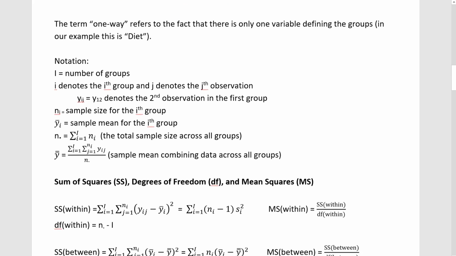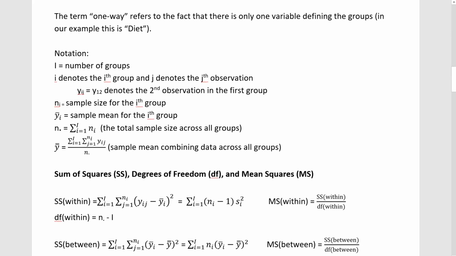So what do we mean when we say one-way ANOVA? The term one-way refers to the fact that there's only one variable defining the groups. In our example, this is diet. If we had 2 categorical variables defining what's going on, we might have diet and, I don't know, outdoor time for the lambs, maybe different levels of outdoor time, and diet, then it would be a 2-way ANOVA. We only have 1 categorical variable predicting our response, so it's a 1-way ANOVA.